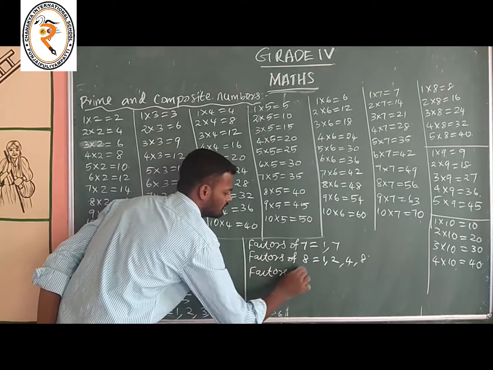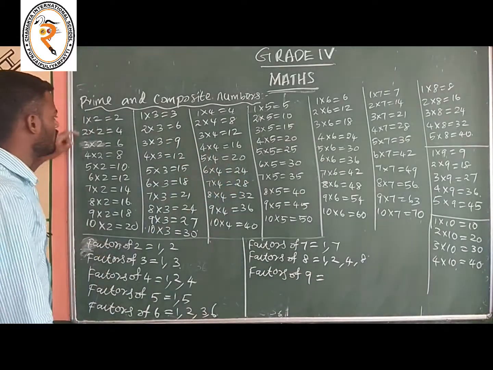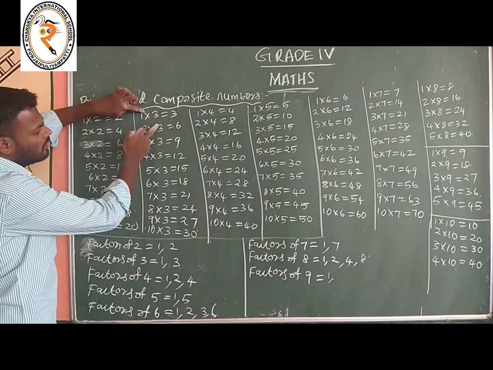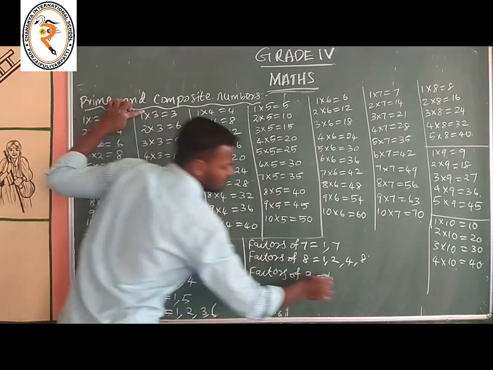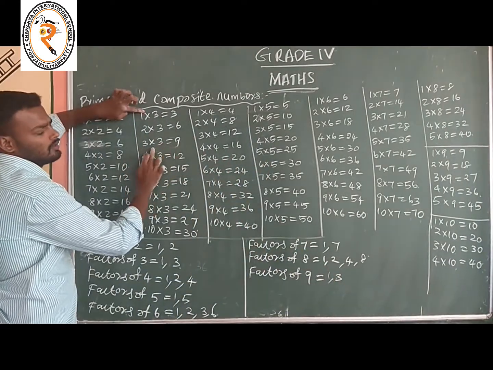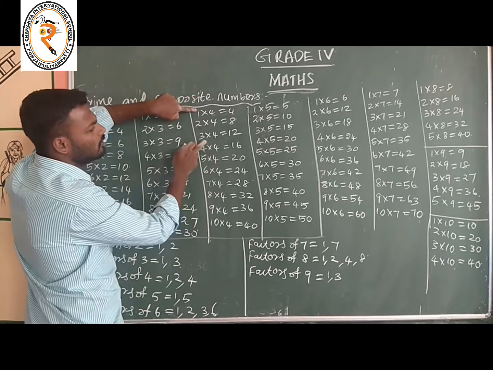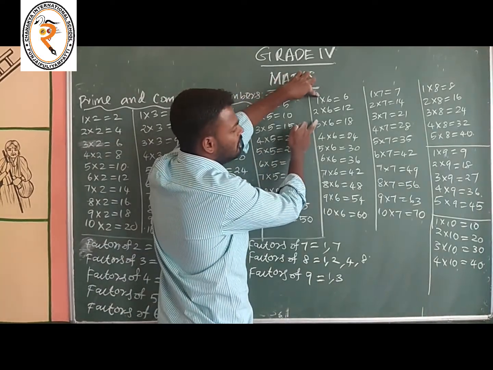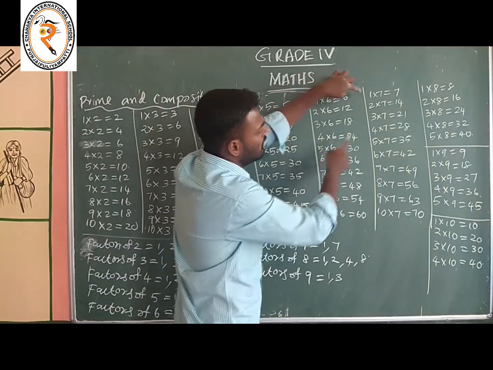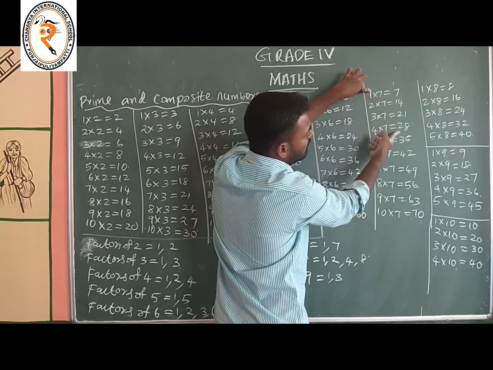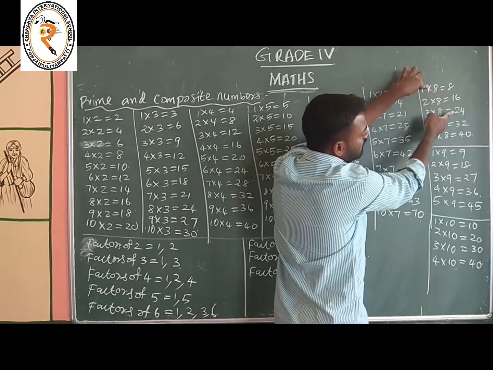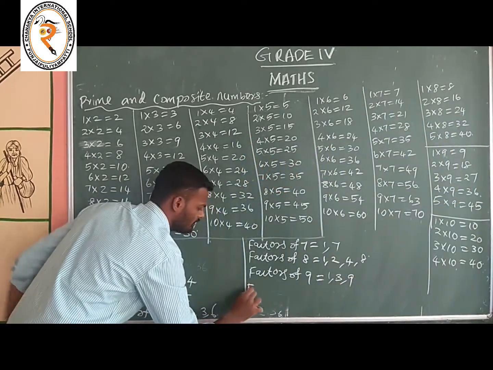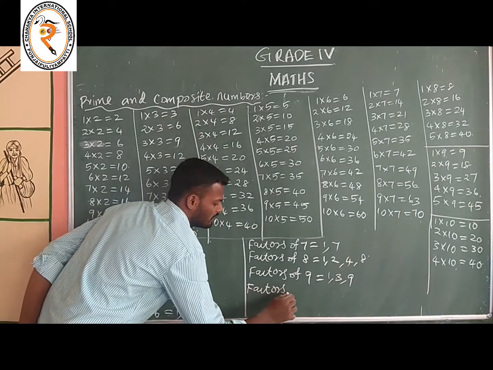And we check factors of 9. 9 comes in the first table. Second table, no. Third table, 9 is here. Fourth through eighth tables, no. 9 is in the ninth table. And factors of 10.